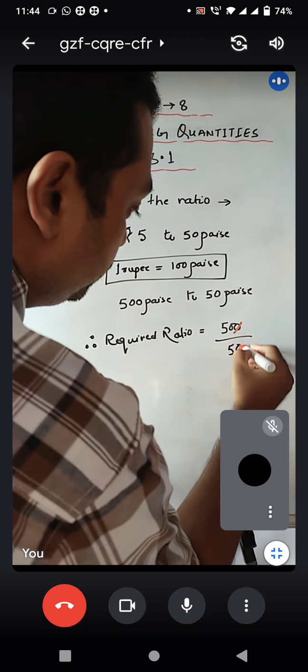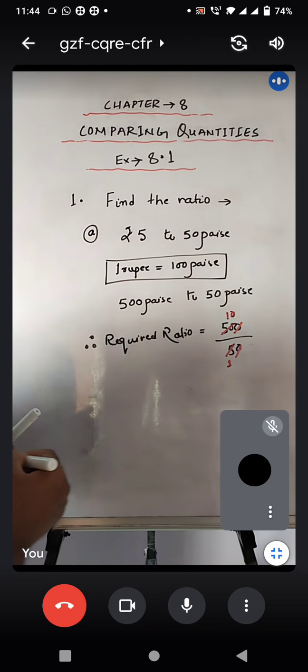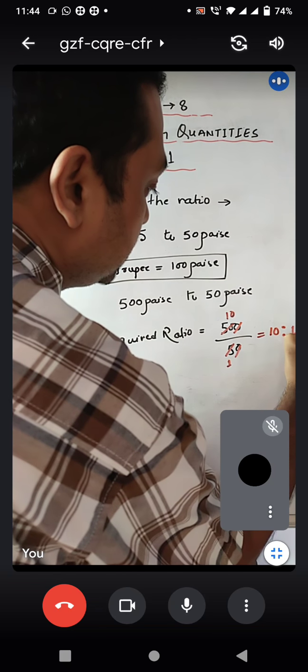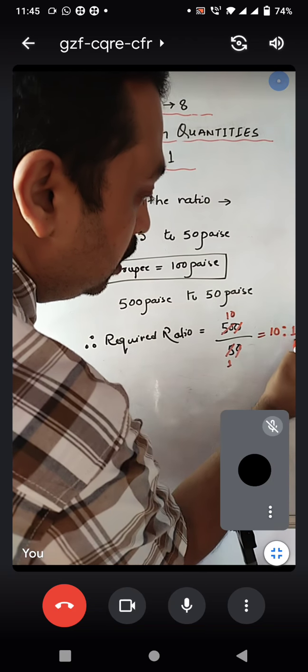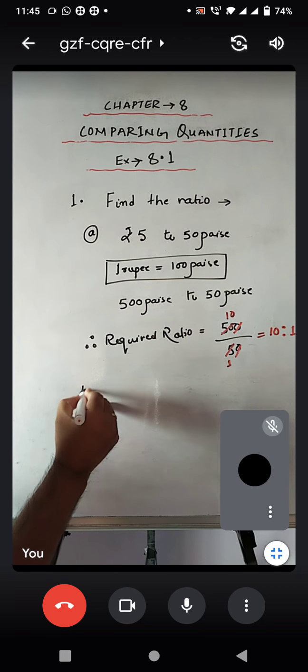So now reduce both the zeros. Now 5 ones are 5, 5 tens are 50. So your required ratio is 10:1. This is how you give your answer in the ratio form, 10:1. Okay.